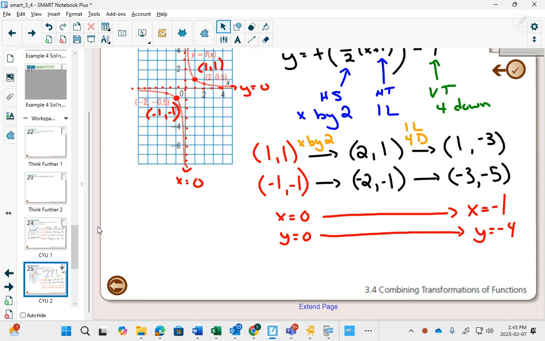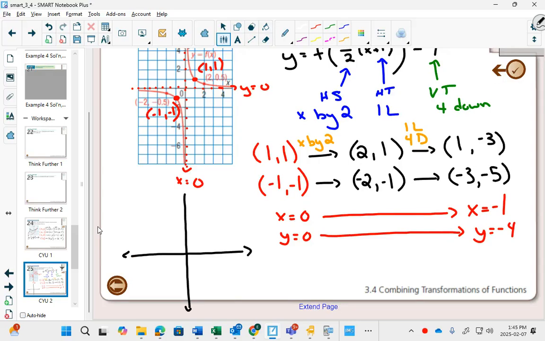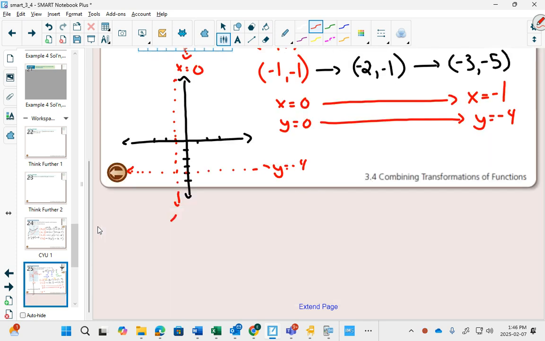Now, sometimes your textbook is going to say, hey, draw it on the same graph. If it says that, I would tell you to ignore the textbook at that time. It gets too busy sometimes if you draw too many things on one graph. So instead, we're going to draw this graph separately. And we're going to start by drawing our asymptotes. So we know that our y asymptote is at negative 4. And our x asymptote is at negative 1.